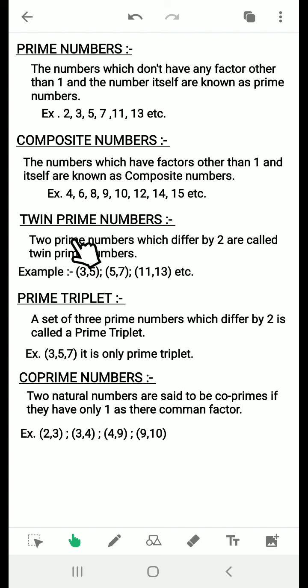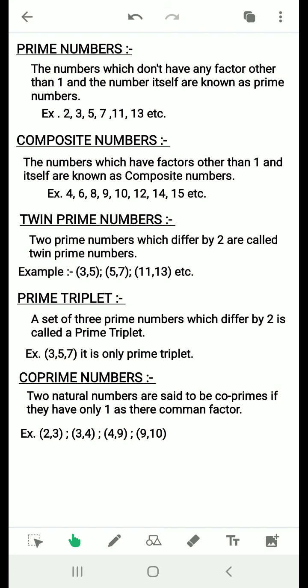Okay. Next, twin prime numbers. Prime numbers that differ by 2. If the difference of any two prime numbers is 2, then they are called twin prime numbers. For example, 3 and 5, 5 and 7, 11 and 13, etc. You can see the difference of all these pairs of prime numbers is 2.